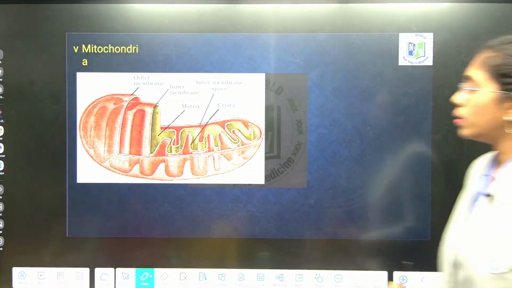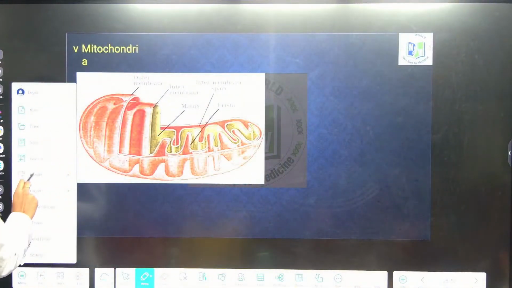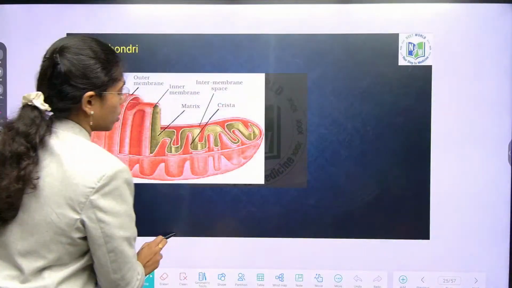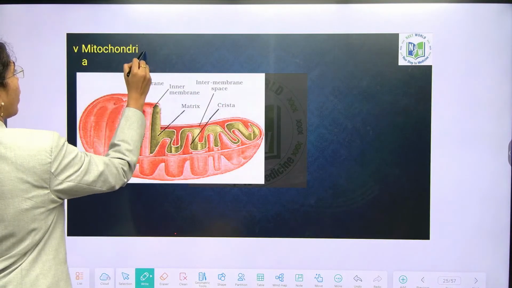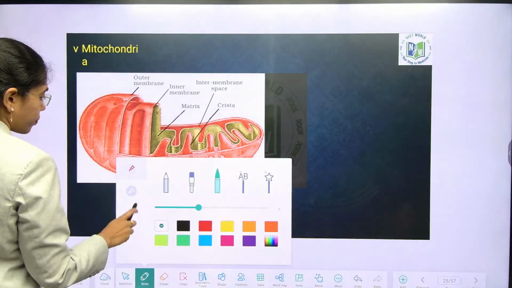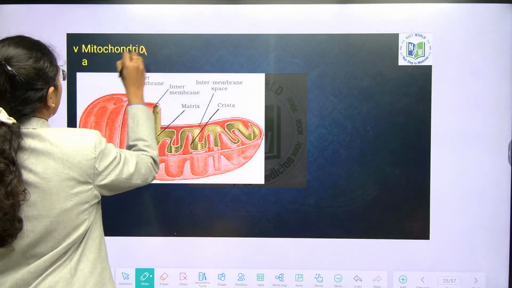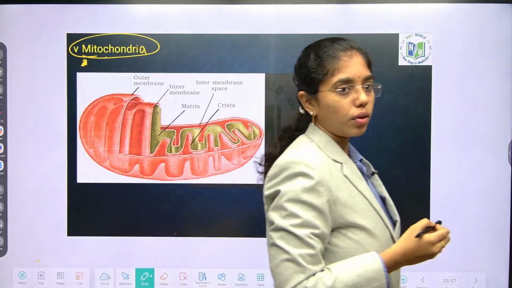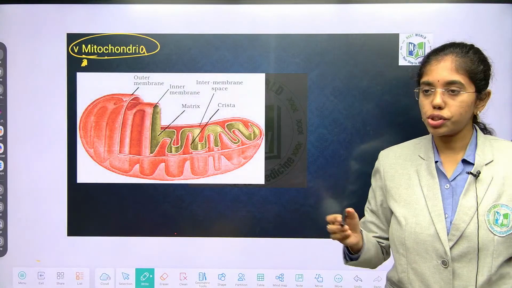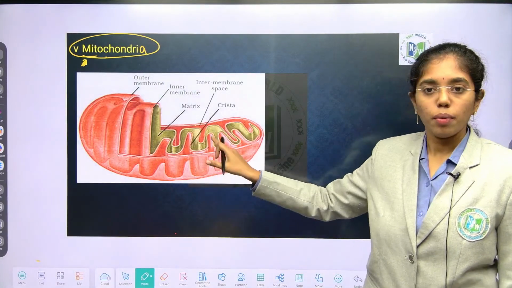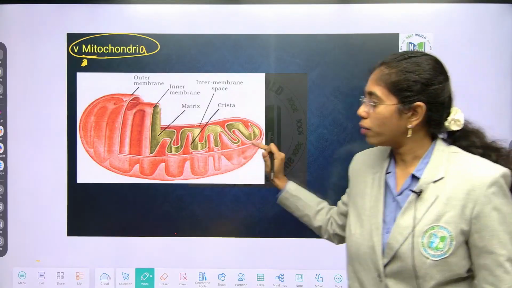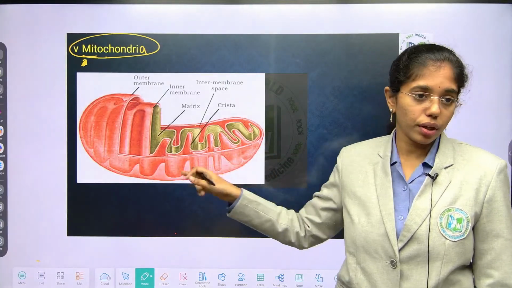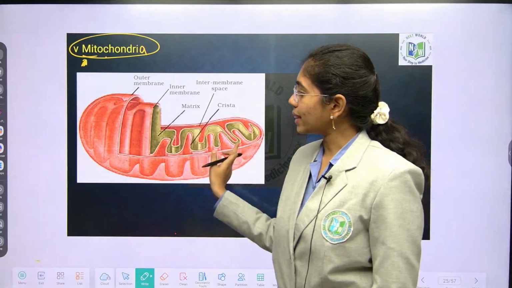Now we will move on to double membrane bound organelles. What are the double membrane bound organelles? Nucleus. First we will look into mitochondria structure. Mitochondria can be cylindrical or sausage shaped, that you know. Its diameter can be from 0.2 to 1 micrometer, and its length can be from 1 to 4.1 micrometer. Okay, sorry, in length and in diameter.